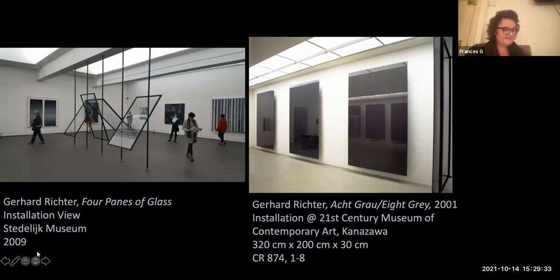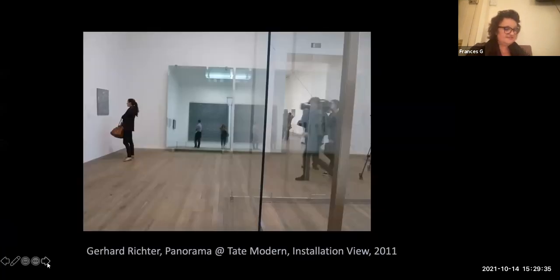Okay. So in recent years, Richter has taken this confounding use of glass to another level in works such as this, the one straight ahead, the one at the back, 11 Panes of Glass. So this is an installation at Panorama, that Tate Modern installation from 2011. In these works of stacked glass, the sheets of glass absorb and reflect the contradictions and conundrums of painted representation, as well as creating new ones.